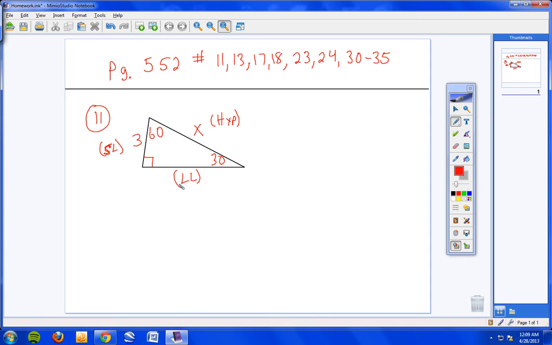Now, remember character trait number 3 says the hypotenuse is twice as big as the shorter leg. Do I know the shorter leg? Yes, I do. It's 3. So then the hypotenuse has to be 6. X equals 6, because the hypotenuse is always twice as big as the shorter leg.